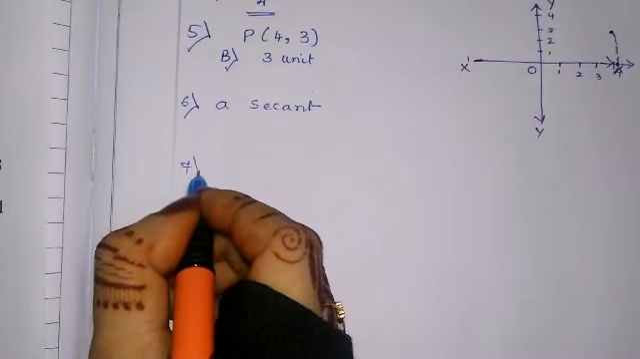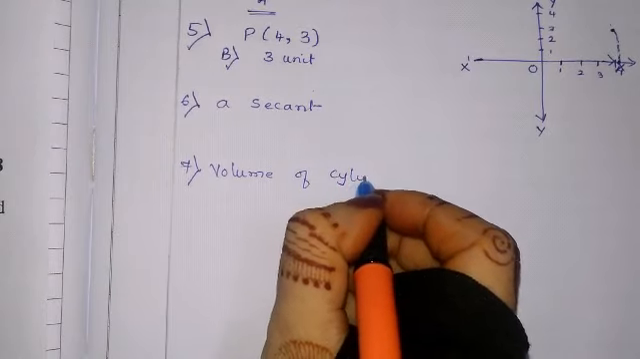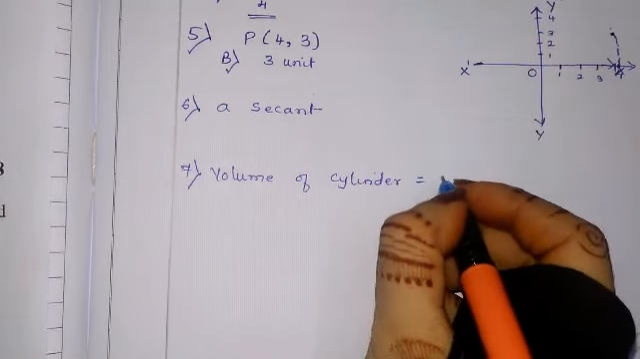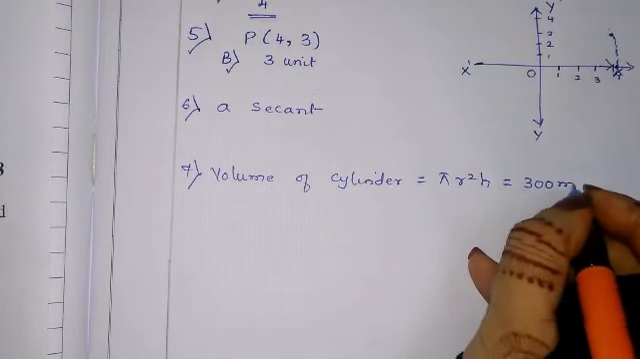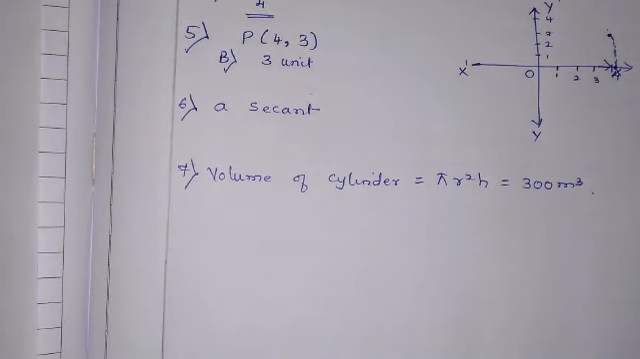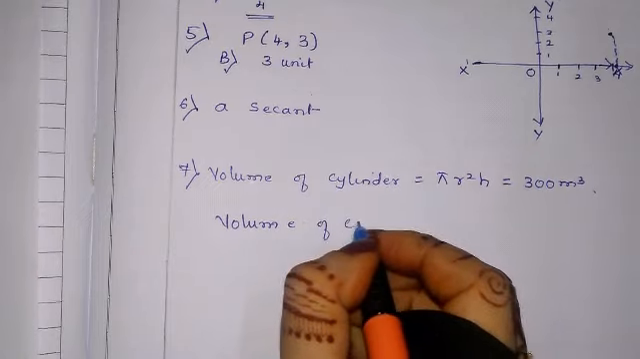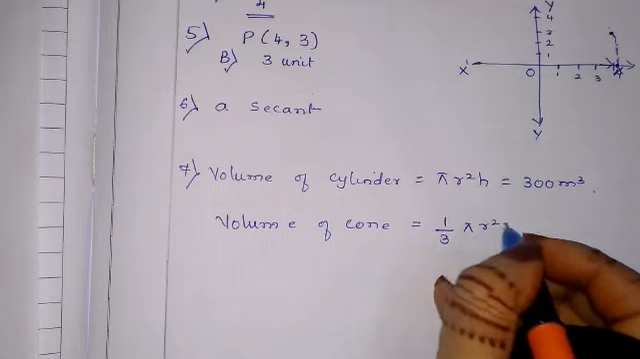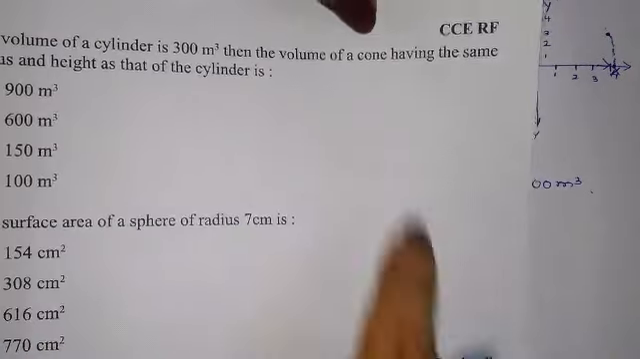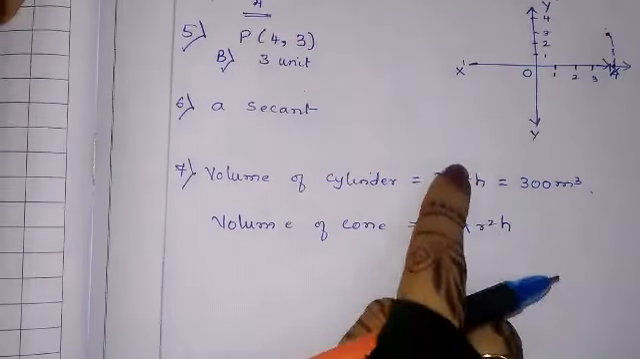What is given? Volume of the cylinder is given. We know the formula of the volume of a cylinder is pi r square h. It is given 300 meter cube. Now what they have told: find the volume of the cone. Volume of cone is equal to 1 by 3 pi r square h. In the question, radius and height are the same.